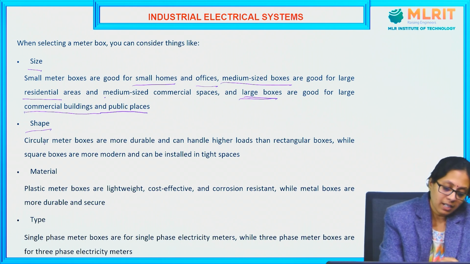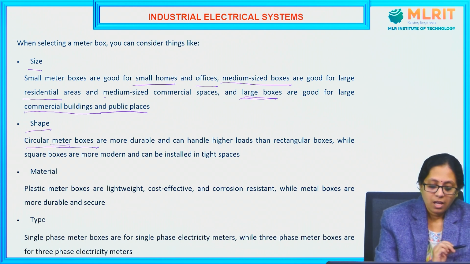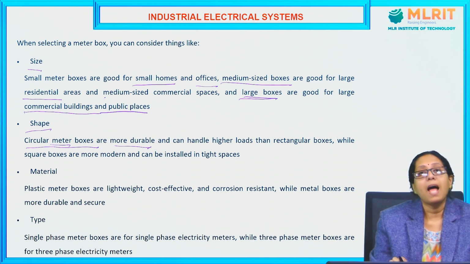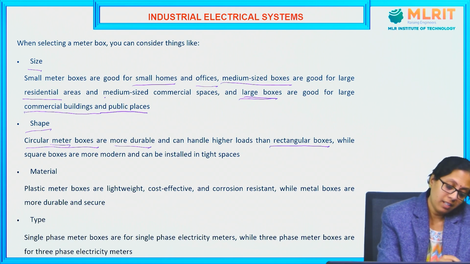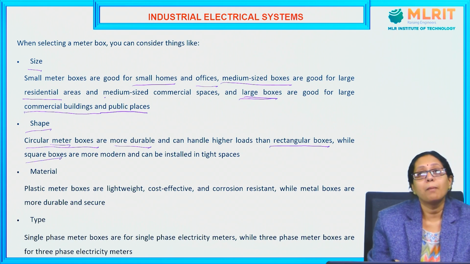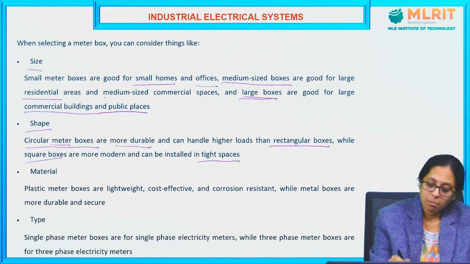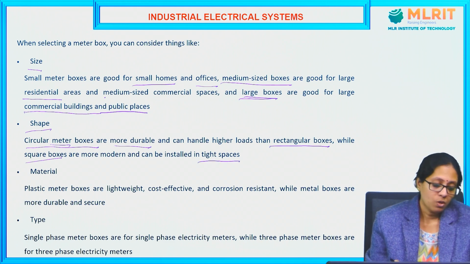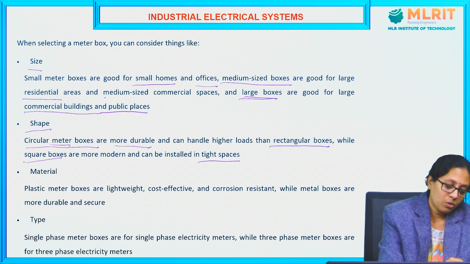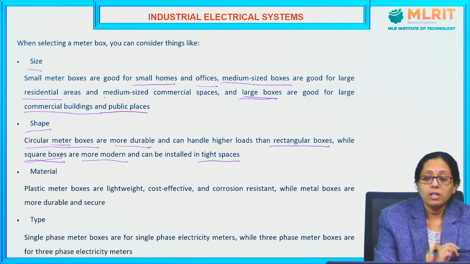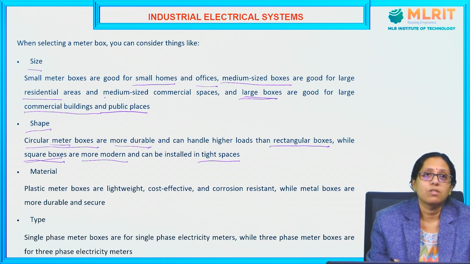Next criteria is shape. Circular meter boxes are more durable and can handle higher loads than rectangular boxes, while square boxes are more modern and can be installed in tight places. So, the meter box can be of square shape or rectangular shape, but square shapes are more modern and presently used.